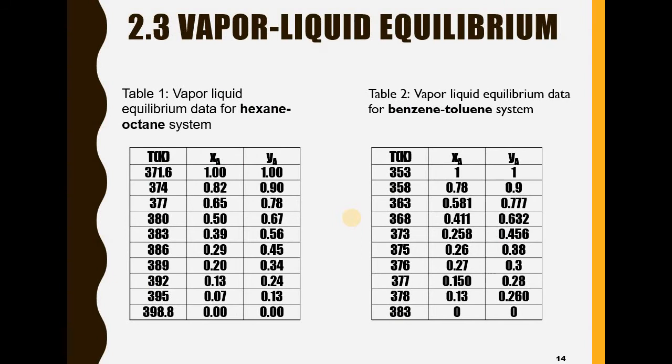This is also an example of vapor liquid equilibrium data. For example, this is for the hexane and octane system, and this is for benzene and toluene. The data will be in terms of temperature and also mole fraction. This is the mole fraction in liquid, and this is the mole fraction in gas, with respect to the temperature.